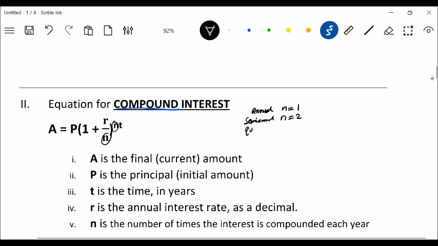You can have a quarterly compounding, and that means n is 4. Well, it's 4 times in a year. It's like every 3 months. That's 1/4 of the year. Often seen as monthly, and monthly would be every month. So it would be 12 months. There are others too, but these are the most common ones.